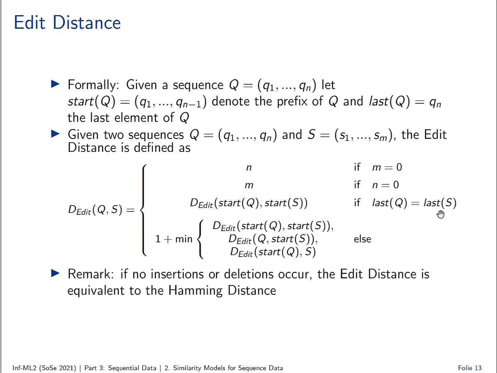However, if that's not the case, then we have at least one edit operation to do for the last element. And the question now is, we can do that in three different ways. Well, we can use a substitution. So we can substitute the last element of Q into the last element of S. That would be one operation. And then we have to look for matching the prefix of Q into the prefix of S.